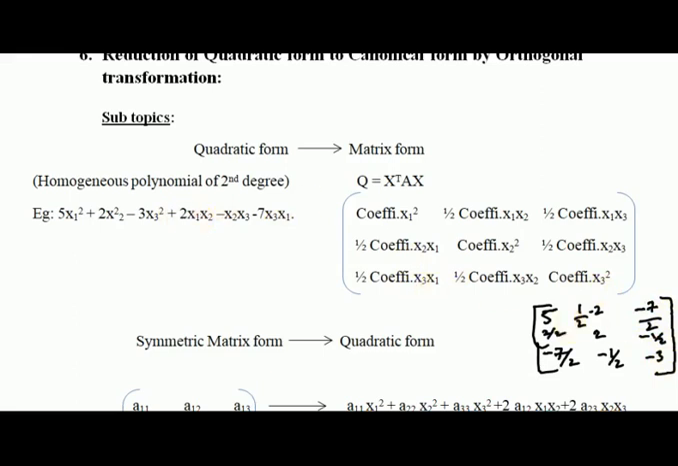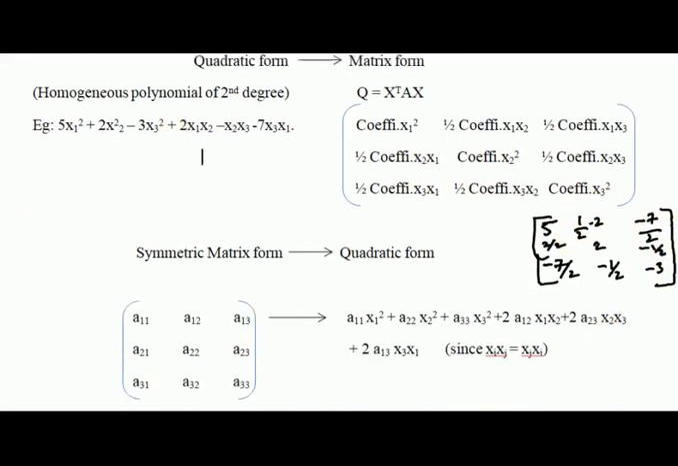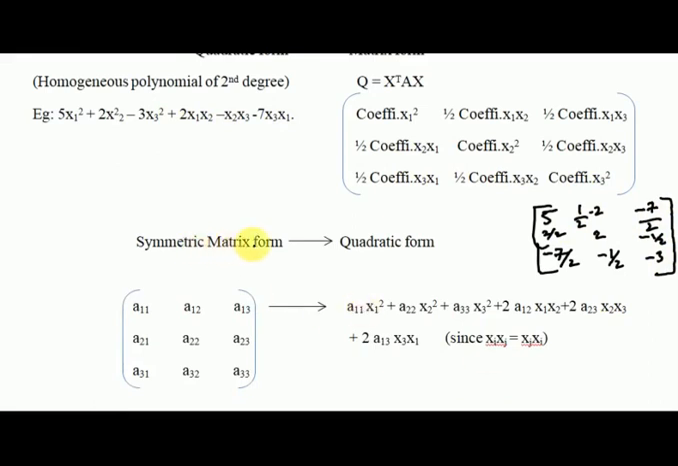And if we are given a symmetric matrix, then how to convert that into quadratic form? We do it by using this direct formula. This is the example, where the elements are a11, a12, a13, and this is the quadratic form formula, that is a11 x1 square plus a22 x2 square. So we just need to substitute these elements into the formula directly, and we will get the quadratic form.